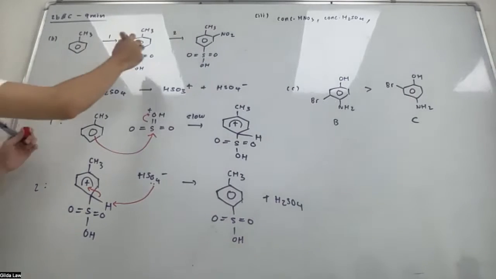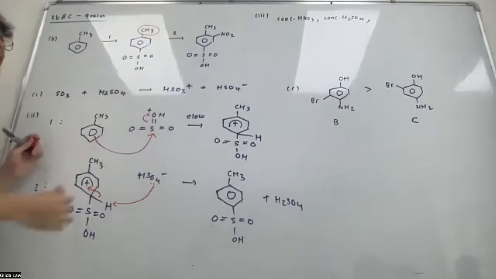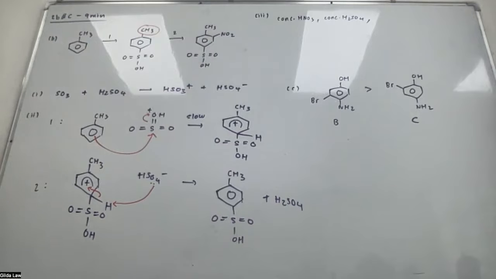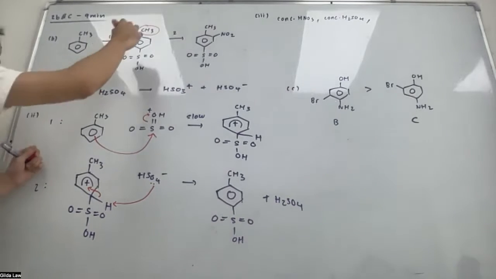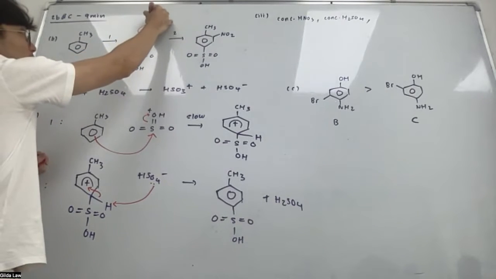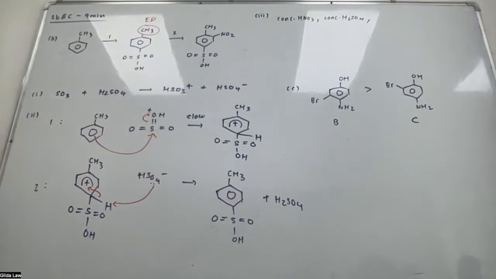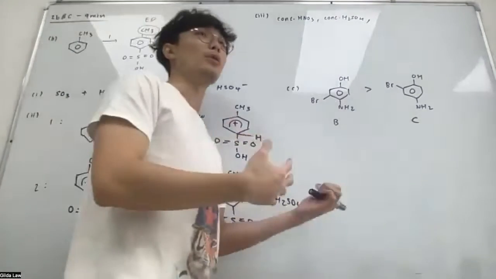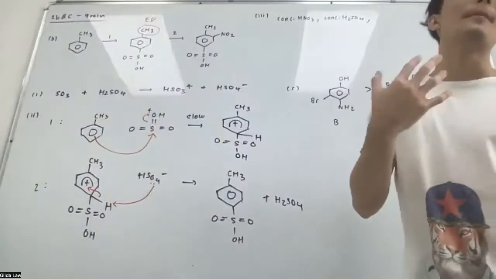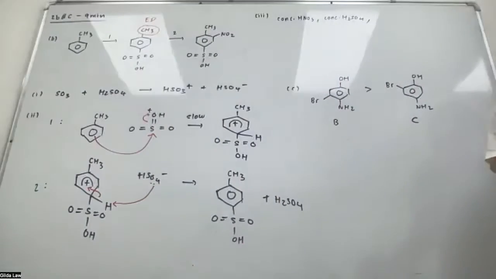Now, guys, you look at this substituent. This substituent is an alkyl group, which is activating, right? It is electron donating, so it is activating. So if it activates the benzene, do you require milder or stronger conditions? Milder. So milder means room temperature, right?